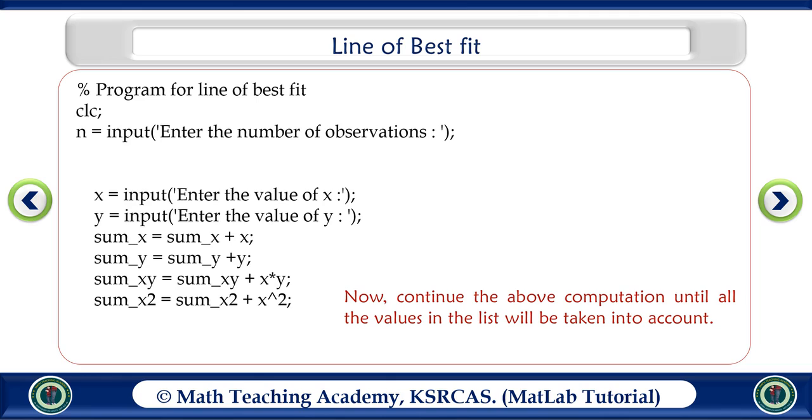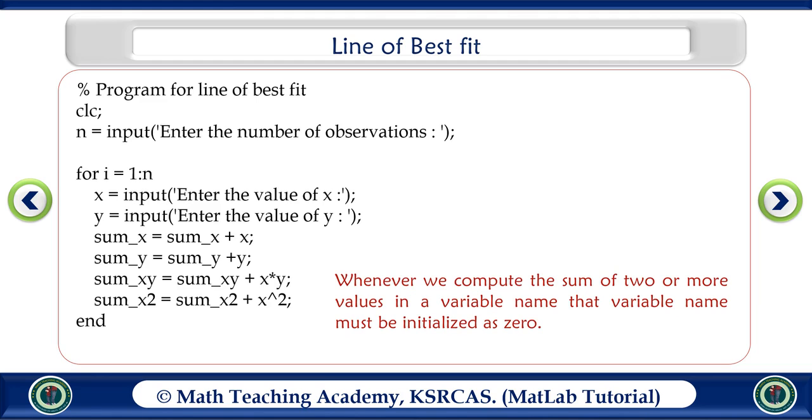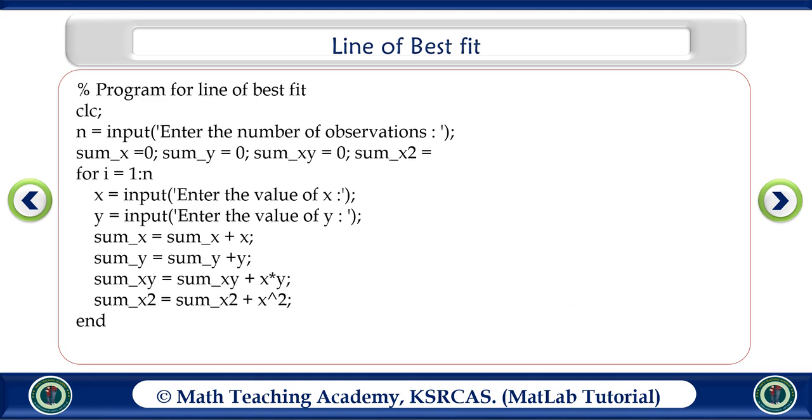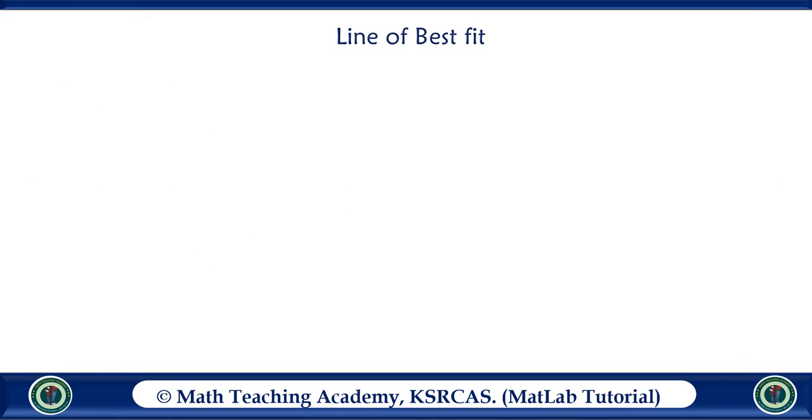Now continue the above computation until all the values in the list are taken into account. That is why this group of statements is inserted inside the for loop. So for i is equal to 1 colon n. Whenever we compute the sum of two or more values in a variable name, that variable must be initialized as 0. This is achieved by the command sum x equal to 0, sum y is equal to 0, sum xy is equal to 0, sum x2 is equal to 0. Now all the computed values are to be printed with the help of the printf statement.